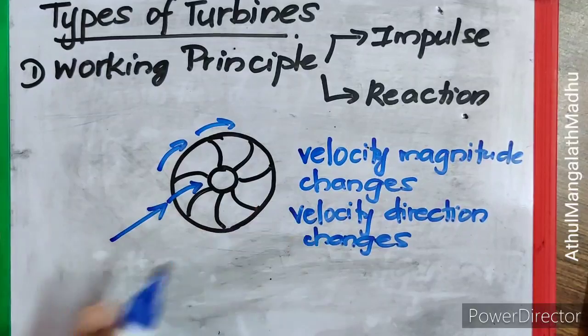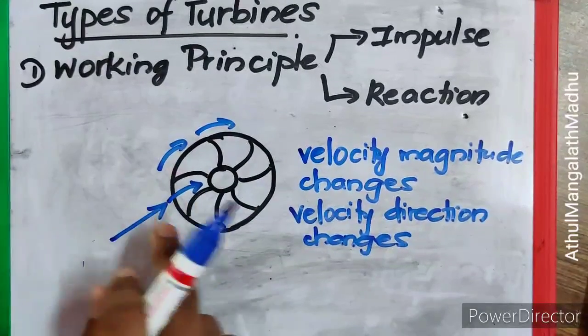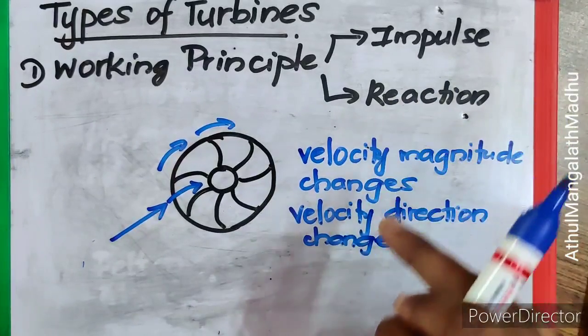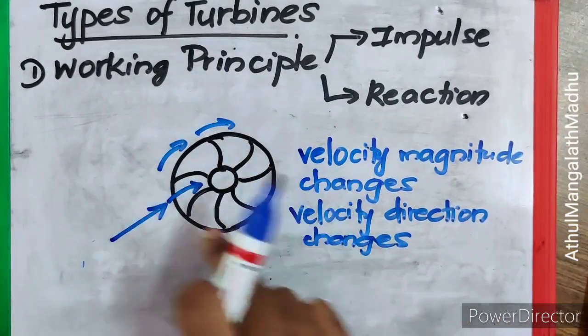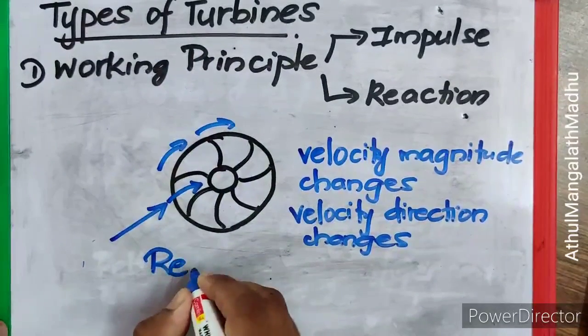And here it is not the impulse. Water is coming, and it's not because of the impulse that it is rotating. It is only because of this change in velocity, which is in magnitude and direction, that is causing the whole thing to rotate. And these kinds of turbines are called reaction turbines.